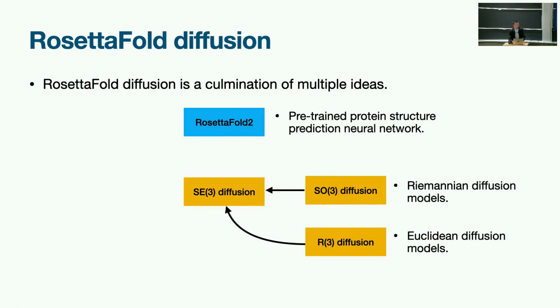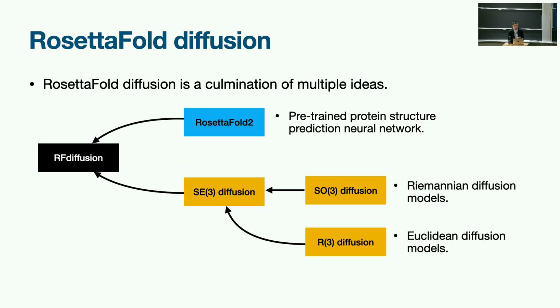The idea here is, I think we've all heard how important pre-training is to language models. So we take the same idea: take a pre-trained protein structure prediction neural network and then fine-tune it with diffusion. The University of Washington folks had this pre-trained structure prediction network, and then we came along with the diffusion idea, and it was a marriage of two ideas that led to RFdiffusion.